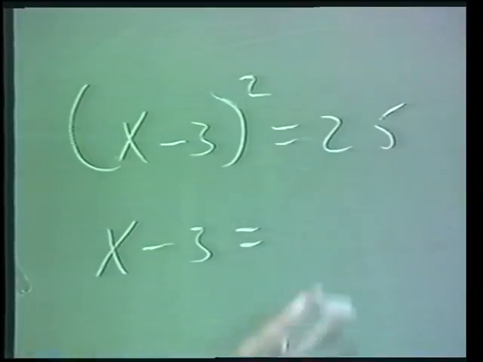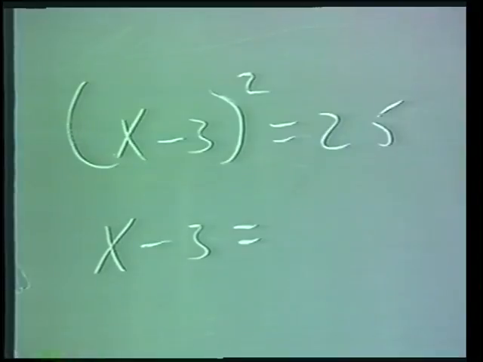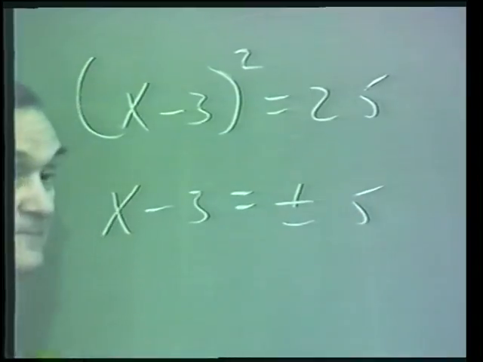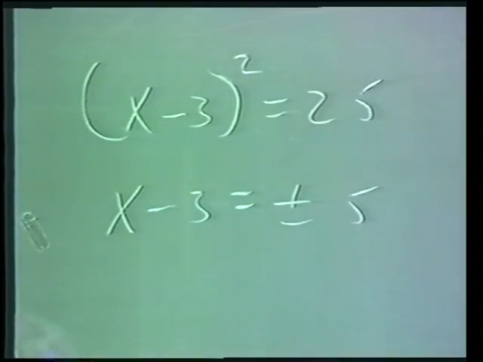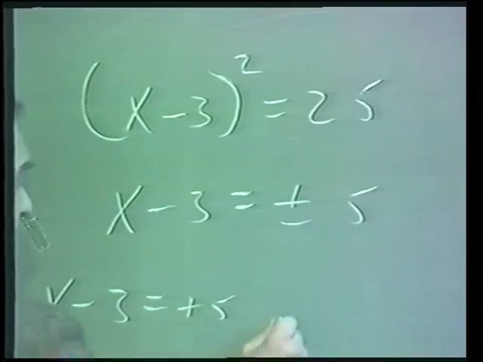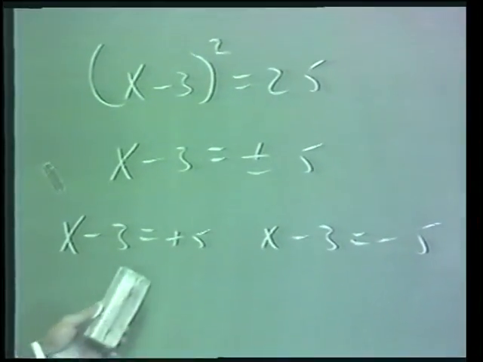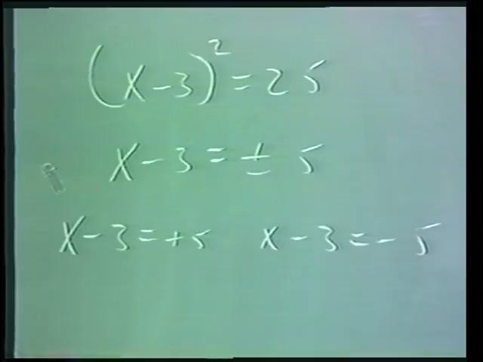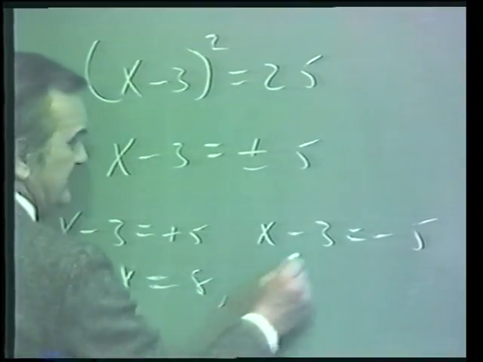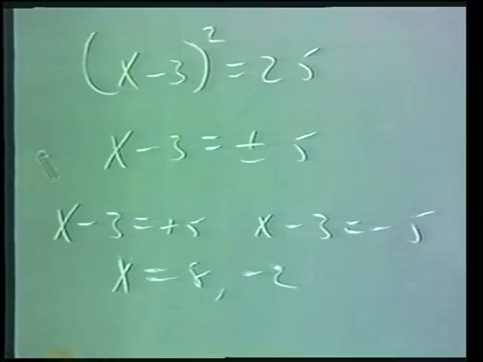If we take the square root of the right side, what are we going to get? Plus or minus 5. Remember, that's important, because otherwise you're only going to get one answer. We have two equations here: x minus 3 equal positive 5 and x minus 3 equal negative 5. Two simple first degree equations. We get x equal 8 and x equal negative 2.